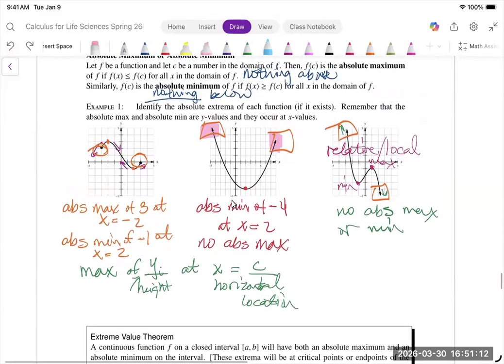So basically, what I want you to take away, if I haven't honed in: look, do you have endpoints or do you have arrows, right? Endpoints or are you going on forever? That's the biggest difference in this whole section.